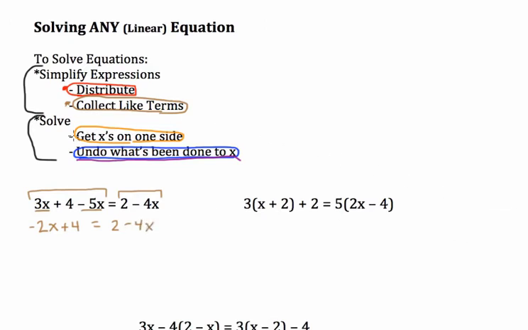Next, I'll make sure that I have x's on one side or the other. Oh, I have x's on both sides, so I'll move them. Using my algebra trick, I can add 2x to both sides. Then I'll solve. I'll undo what's been done to the x. So go to the side with the x. To undo adding 2, you subtract 2.